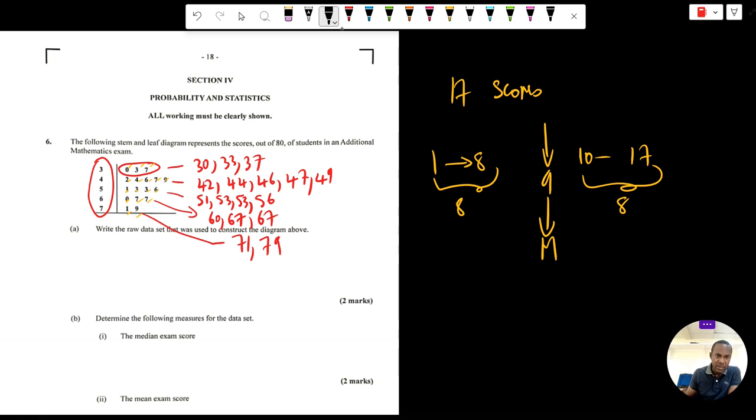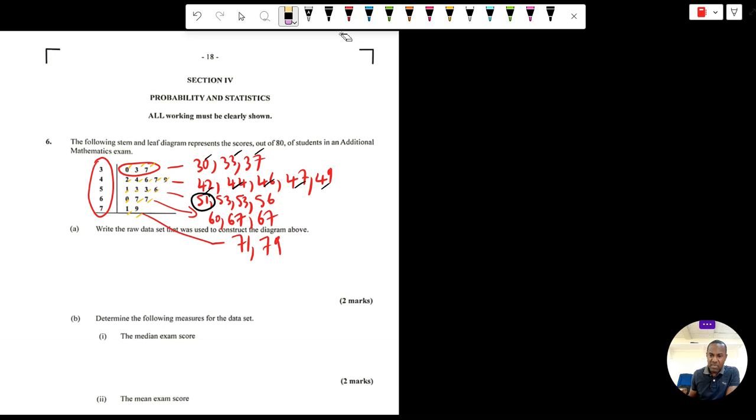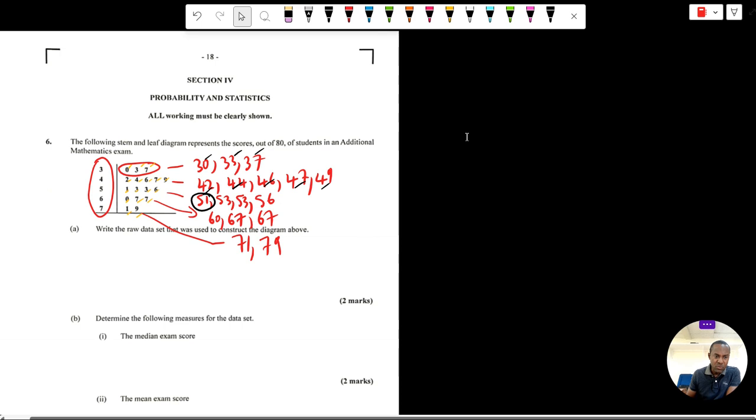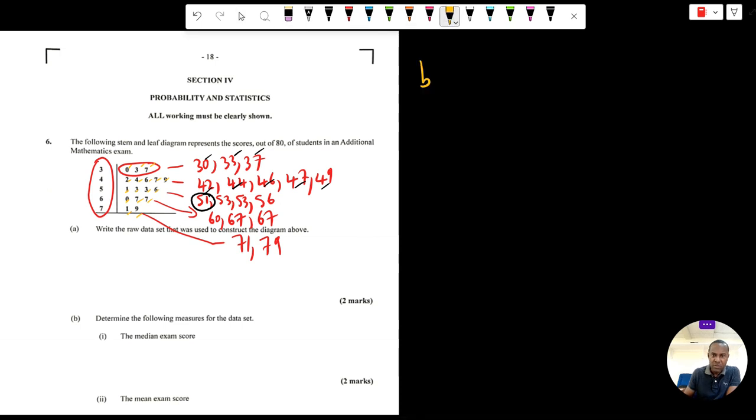So if we look at the numbers carefully, again, let's count. We have 1, 2, 3, 4, 5, 6, 7, 8, 9. The 9th score is 51, and that will be the median. So the median of these 17 scores is the 9th score, 51. So the median exam score is equal to 51. Let's put that down here. So B, part 1, the median score is equal to 51.